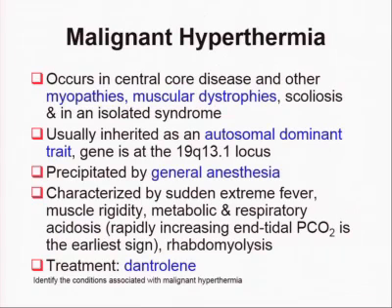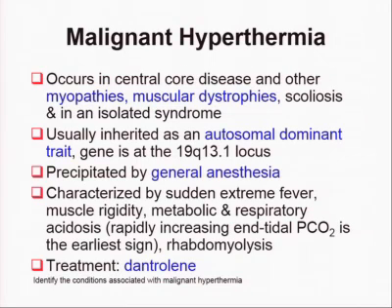Excellent, because this was a tough question. I'm glad to see that most of you got it right. Again, here the clue is malignant hyperthermia. They want you to know the conditions associated with malignant hyperthermia. In this case, she had muscular dystrophy, but some of the other associated conditions are myopathies and muscular dystrophy. Scoliosis is an isolated syndrome as well.